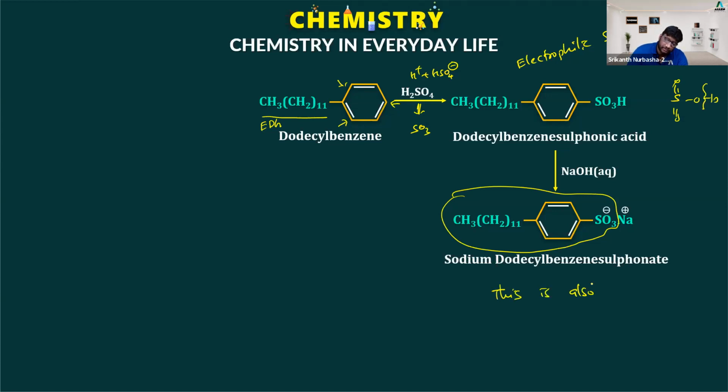This is also belonging to anionic detergent. Anion is effective in the cleansing action because it will be forming the micelle around the respective dirt molecule, and that anion is going to be developing electrostatic force of attraction with polar water. That is how this is effective in removing the dirt, and since the anion is effective in removing the dirt, that is called as anionic detergent, right?